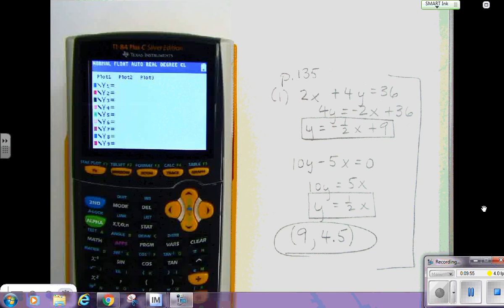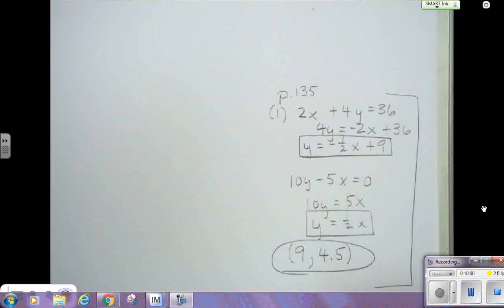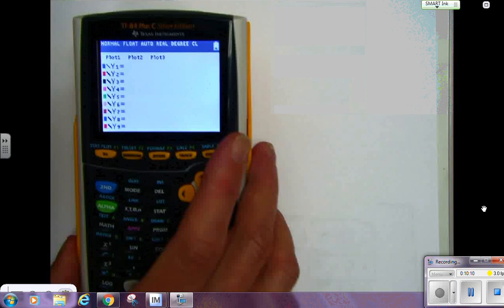All right, so let me change my paper here. Gonna get a new paper. Okay, so let's look at the first pair of inequalities, and we're going to graph those.